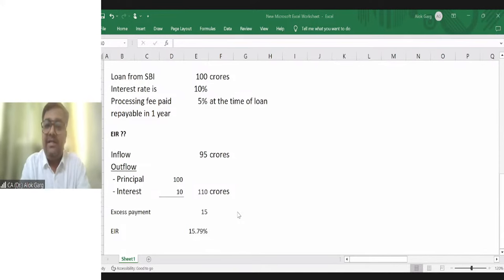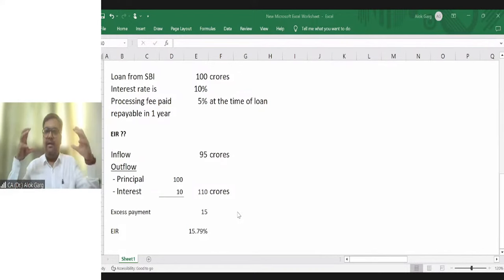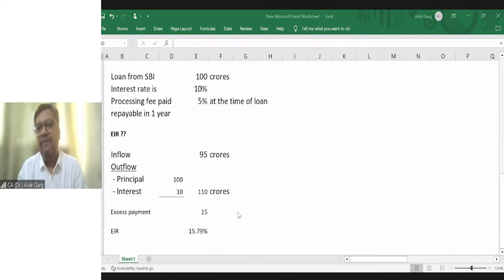Tanisha, it is not 15 divided by 100. The effective interest rate is a rate which equates your inflow and outflow. Whatever you are paying, say you are paying 100 crore principal and 10 crore interest. What is the total amount you will pay? 110. On day one, how much did you get? Only 95. I am paying you 10 rupees and right away I am deducting 1 rupee. So your effective amount of money which you are getting for use is 95 or 9. It is not 10.